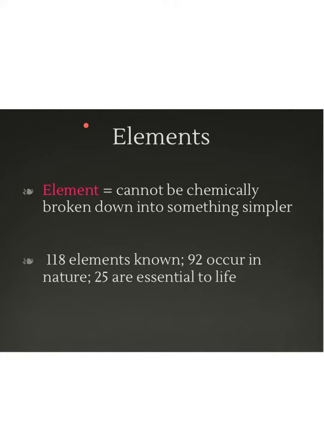So element is a word that's seen in chemistry a lot, and an element is basically the word that means something that cannot be chemically broken down into anything simpler. So it's basically the simplest piece of matter that you can have. So there are 118 elements that are known to man. They're on the periodic table of the elements. There are things like carbon, there are things like iron, copper, neon. 92 of those occur in nature, naturally. The other ones were man-made in labs. And of those 92, 25 are essential for living things. So you can kind of imagine in biology, we're much more interested in those 25 essential elements than any other elements on the periodic table.